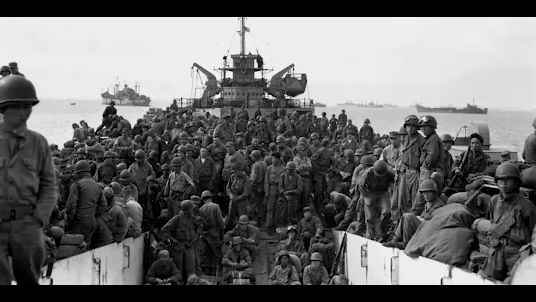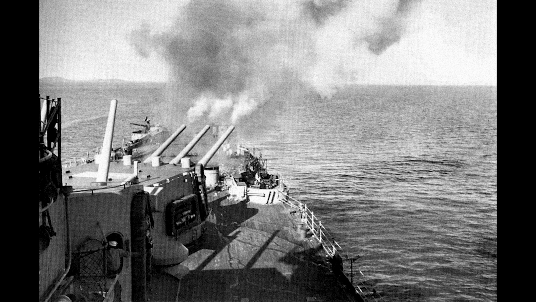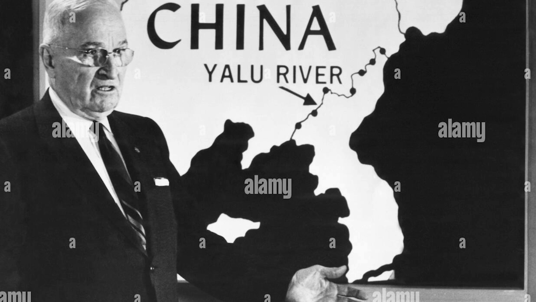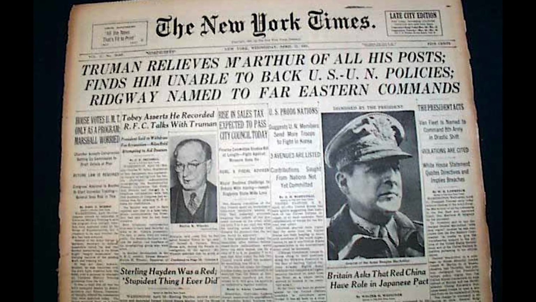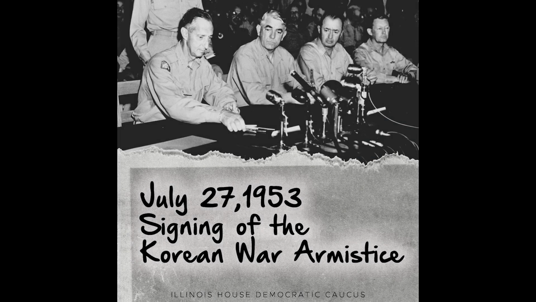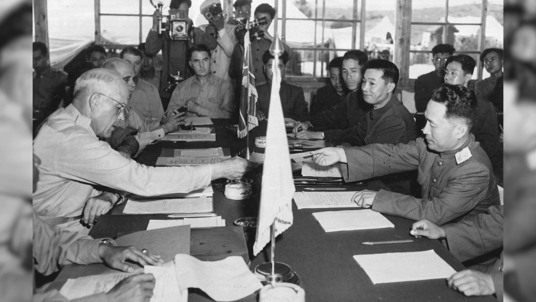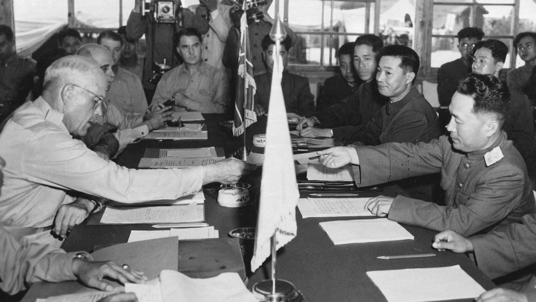The UN forces were led by MacArthur, who advocated for a more aggressive strategy, including the use of nuclear weapons. However, President Truman, wary of a wider war with China and the Soviet Union, dismissed MacArthur in April of 1951. After years of negotiations, an armistice was signed on July 27, 1953. The armistice established a demilitarized zone (DMZ) that runs along the 38th parallel, effectively dividing the Korean peninsula into the two. The armistice also established a joint military commission to oversee the implementation of the agreement.